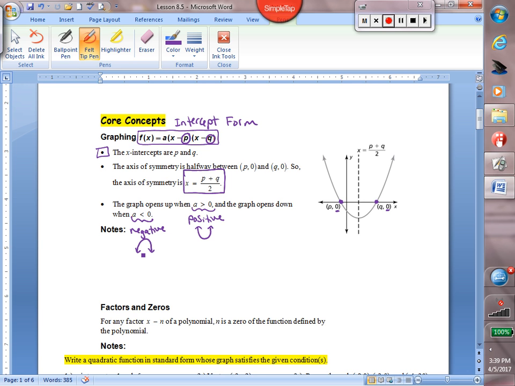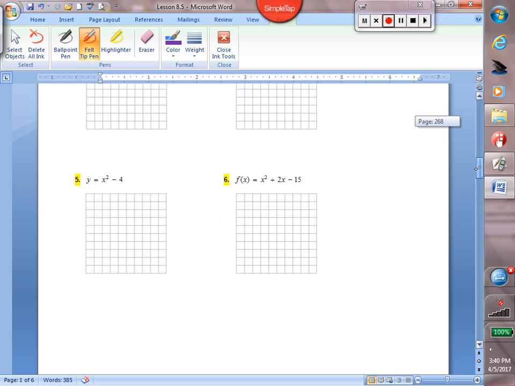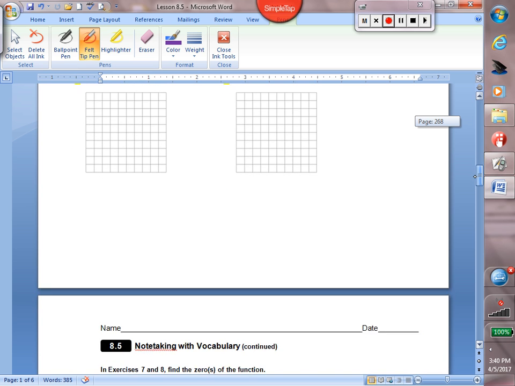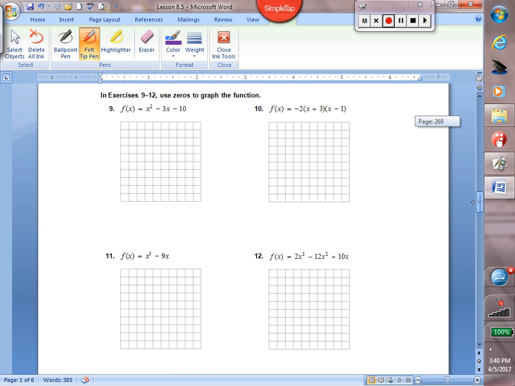Now I know, just showing the basics of intercept form, there's A's, there's X's, there's P's, there's Q's. Let's actually go ahead and do some examples where we will find all these different pieces with actual numbers in place. So let's go ahead and turn to page 269 in our student journals, and let's look at question number 9.